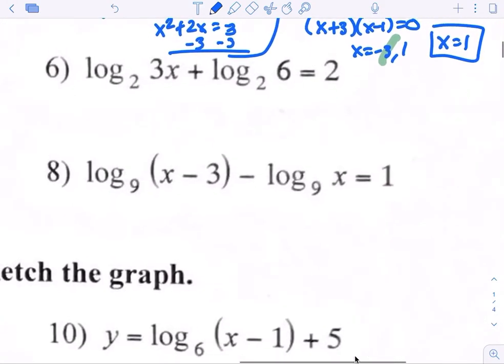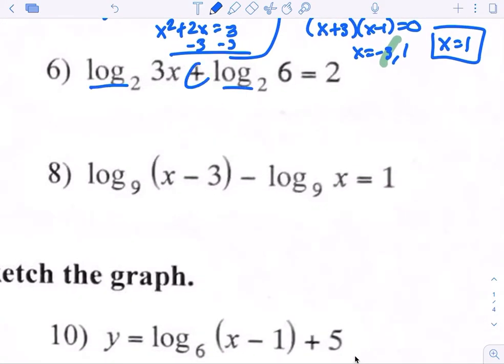Number 6. Log plus log, so it's the product rule. So log base 2 of this times that. 3x times 6, you guys, is 18x. That's equal to 2. Now let's do this.